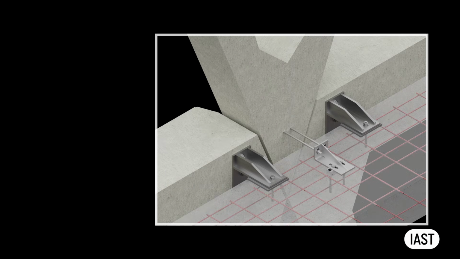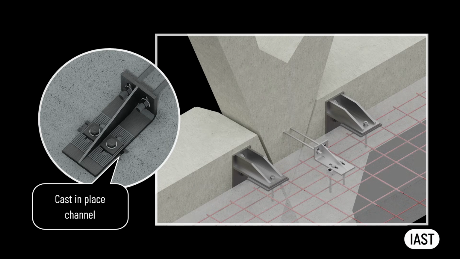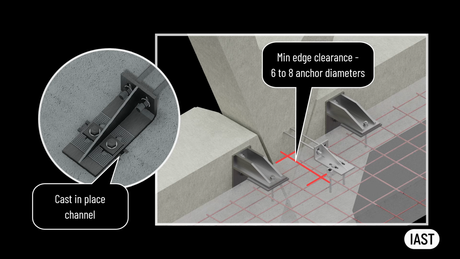For connections of the brackets to the new in-situ concrete, cast-in-place channels should be considered. These channels are connected to the rebars before concrete is poured. The edge distance often depends on the embedded part size and the expected load. It is not uncommon for the minimum edge clearance to be around 6 to 8 anchor diameters to ensure adequate performance without risking concrete spalling or cracking.